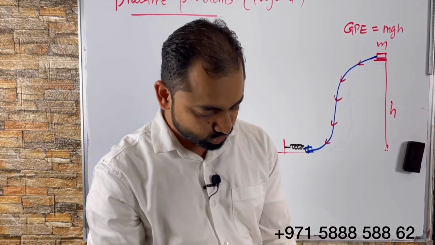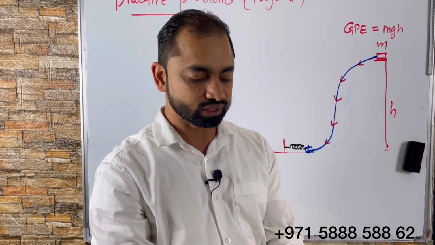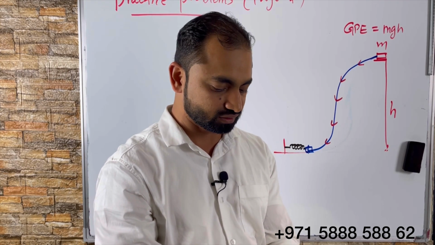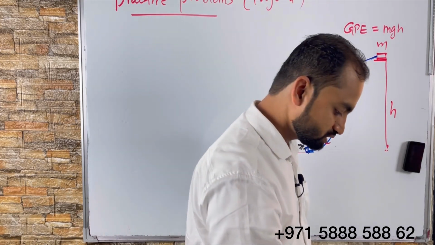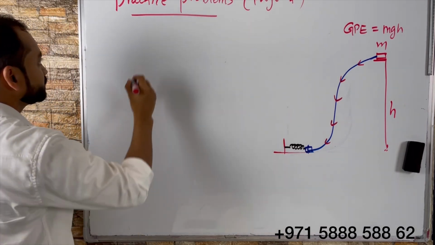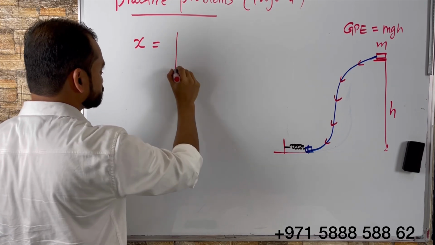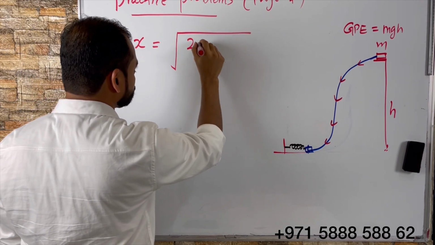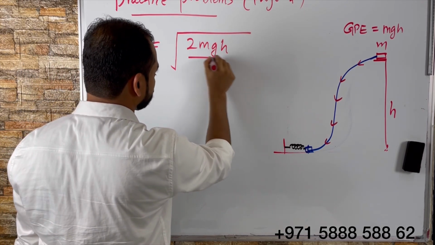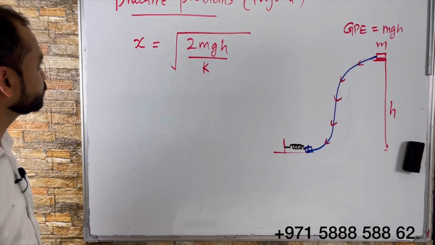In question 2, if the car rolls down a hill that is twice as high, by what factor will the spring compression increase? So where is my equation? We wrote an equation: x is equal to the square root of 2mgh over k. This is what we got.